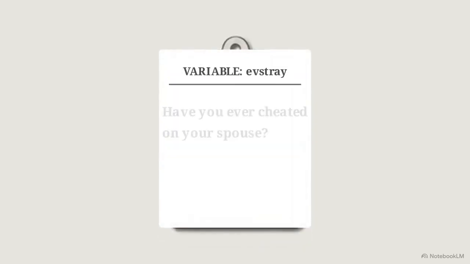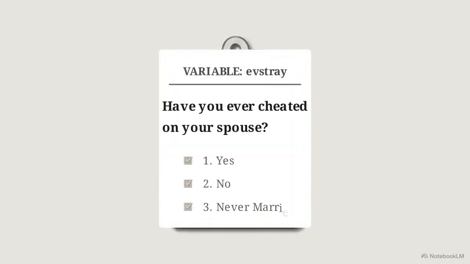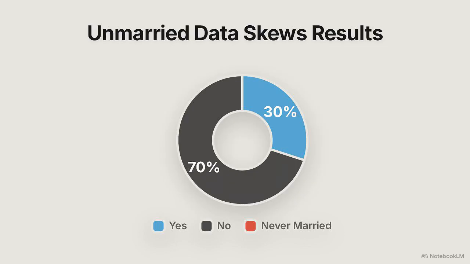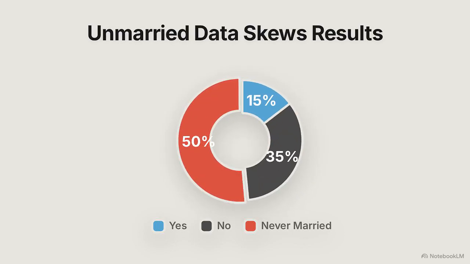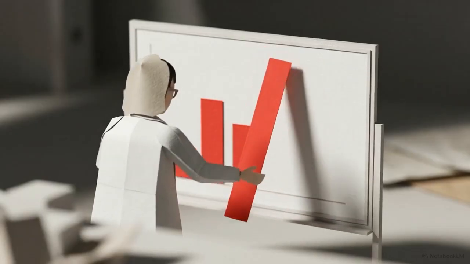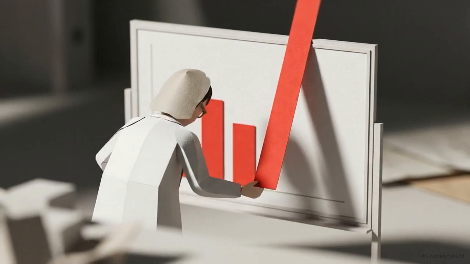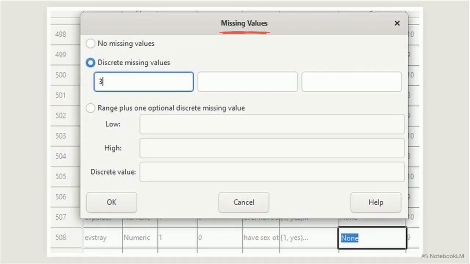Let's look at a scenario to see what happens when your dictionary is incomplete. Imagine analyzing a real-world survey question, asking people if they have ever cheated on their spouse. This dialog box shows the labels for that question. A 1 means yes, a 2 means no, and a 3 means the respondent has never been married. If you ask the computer for a percentage right now, it will include those unmarried people in the calculation. Since you can't cheat on a spouse if you aren't married, including them would artificially lower your final number and distort your results. To fix this, we use the missing values box.